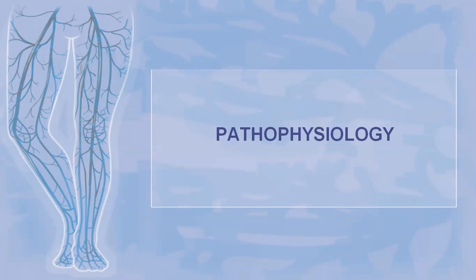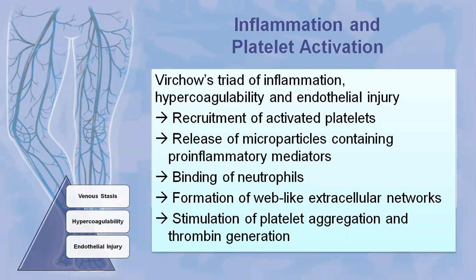So the pathophysiology behind venous thromboembolism is the Virchow's triad of inflammation, hypercoagulability, and endothelial injury. So in this triad, there will be recruitment of activated platelets, the release of microparticles containing pro-inflammatory mediators, binding of neutrophils, and formation of web-like extracellular networks. And lastly would be your stimulation of platelet aggregation and thrombin generation.